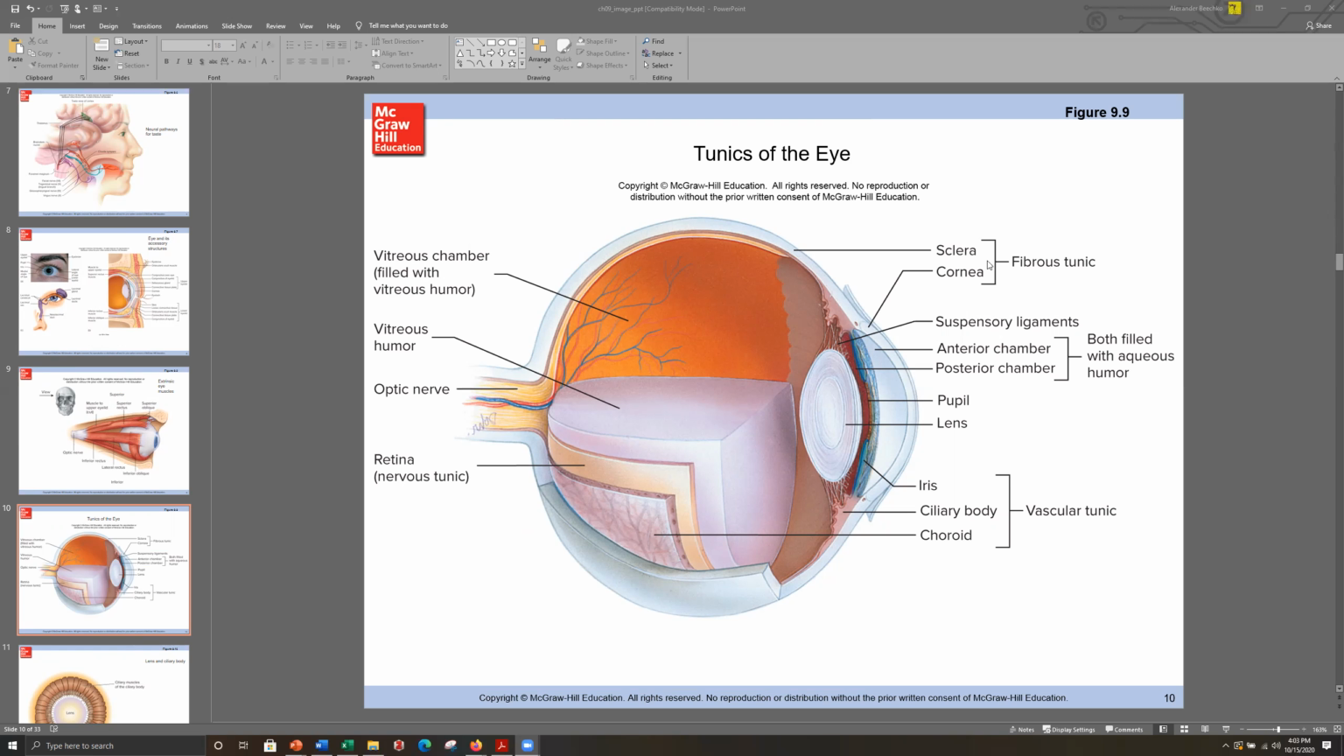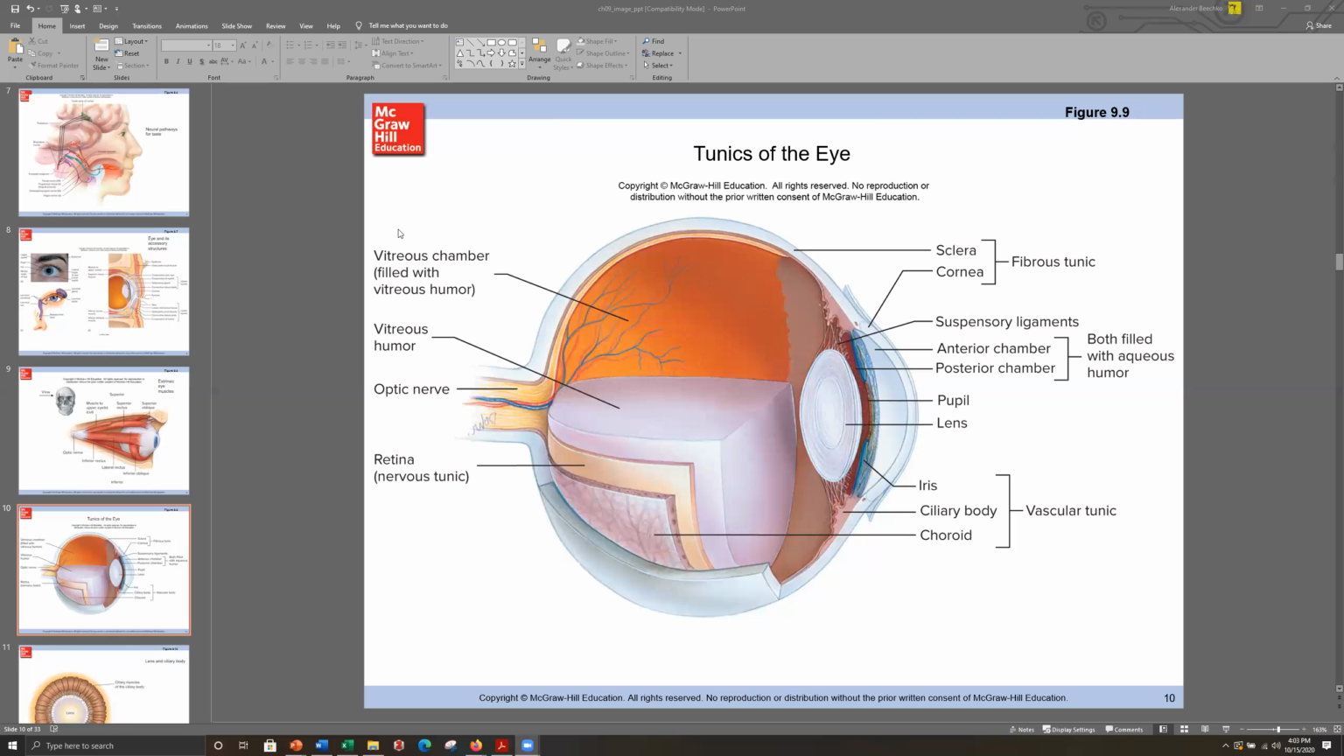Then we've got our fibrous tunic, which is made of the sclera, the outer white connective tissue of the eye, and then the cornea, this little layer right here that covers the anterior chamber. Okay. And then we've got our pupil here that dilates and constricts to allow for light to enter and hit the lens. And then the lens can change shape based on the activity of the ciliary bodies to focus light onto a specific point in the eye.